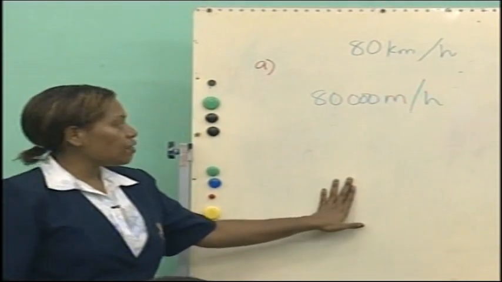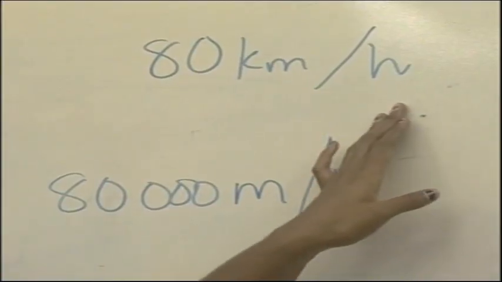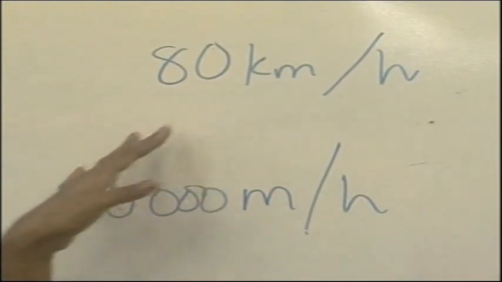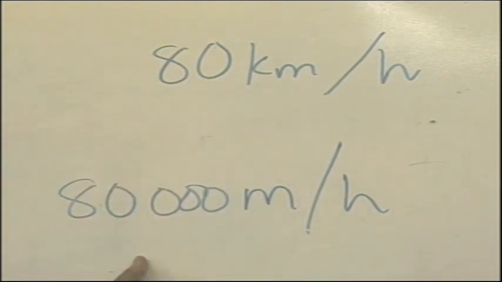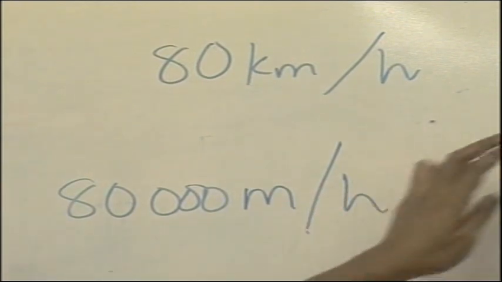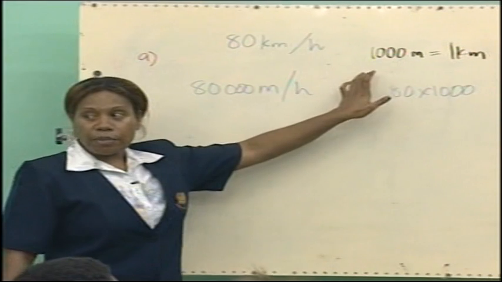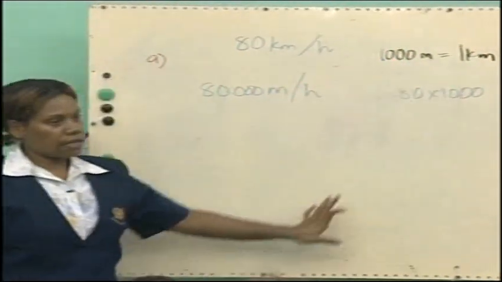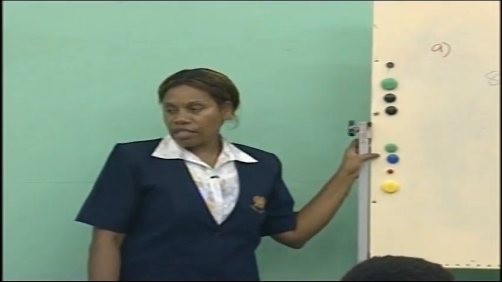Okay, class, receiving students, you're not going to change anything with the hour. The hour is fixed. Just the kilometers into meters. So 80 kilometers into meters is 80,000. How did we get 80,000? 1,000 meters is equal to 1 kilometer. We are changing the bigger unit to the smaller unit, so we multiply by 1,000. Is that clear, class?